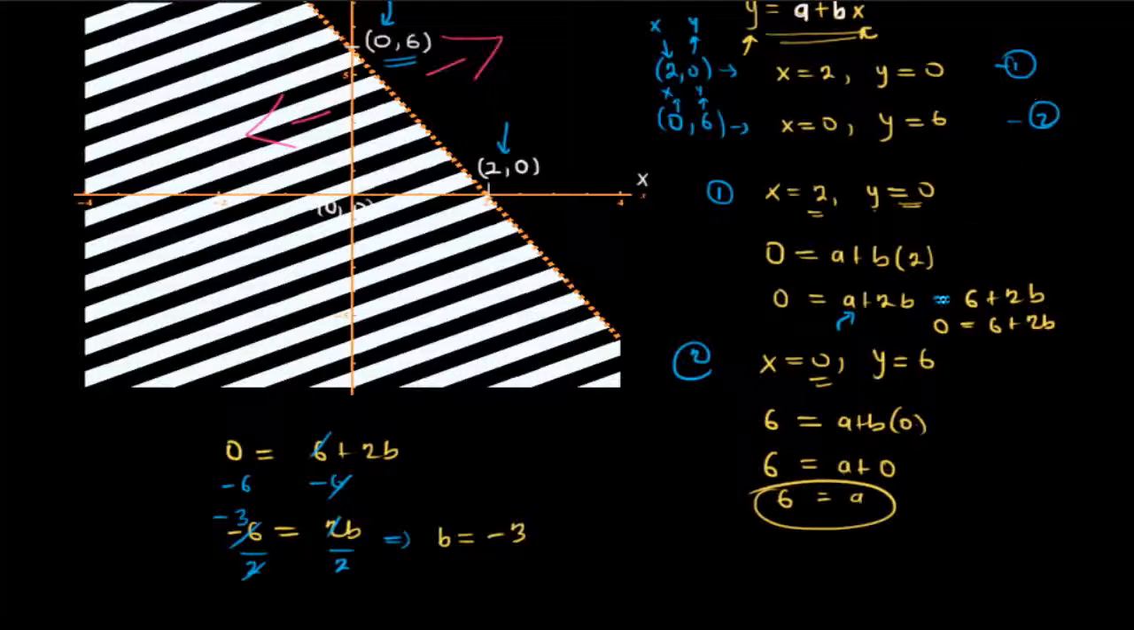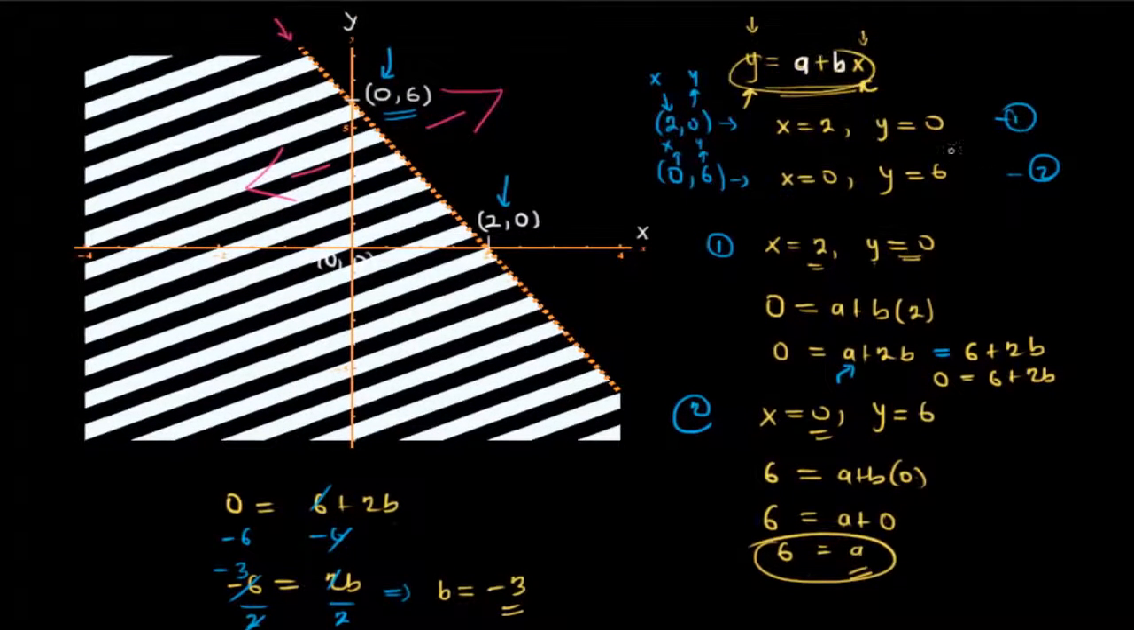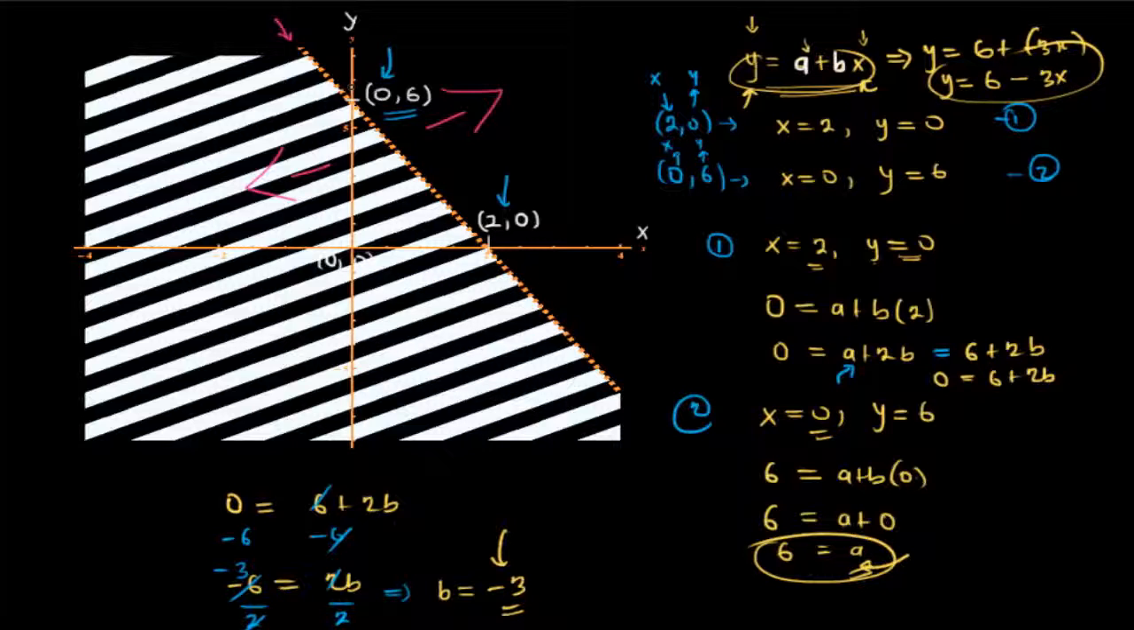So now from the two statements, I've been able to find my a and my b. Since we said y equals a plus bx, this implies that y is going to be equal to, my a has been obtained as 6, plus my b has been obtained as -3. So 6 plus -3x, which is the same thing as y equals 6 minus 3x. Now this is the equation of the straight line we have here.